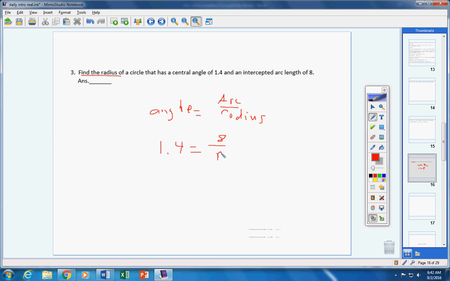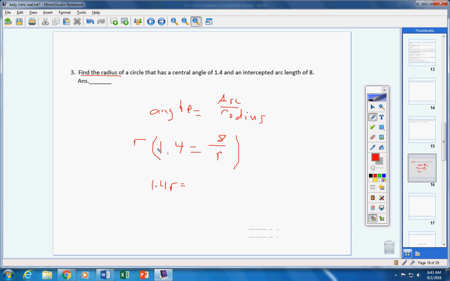Find the radius. You put an X or R, whatever. Now you did all of this, but then notice what you did. It's kind of funny. You multiplied both sides by 8. Now hold it. You always want to multiply both sides by the denominator to get rid of your fraction, okay? So I'm going to multiply everything by R. R times 1.4 is 1.4R. You don't multiply 8 by 8. 8's the numerator. You multiply by R because R is the denominator.